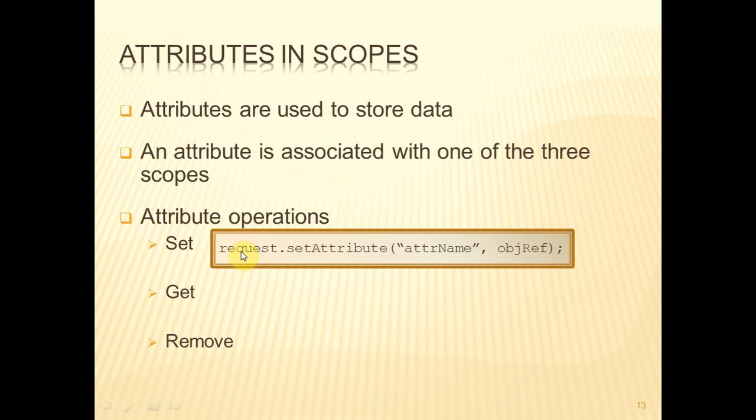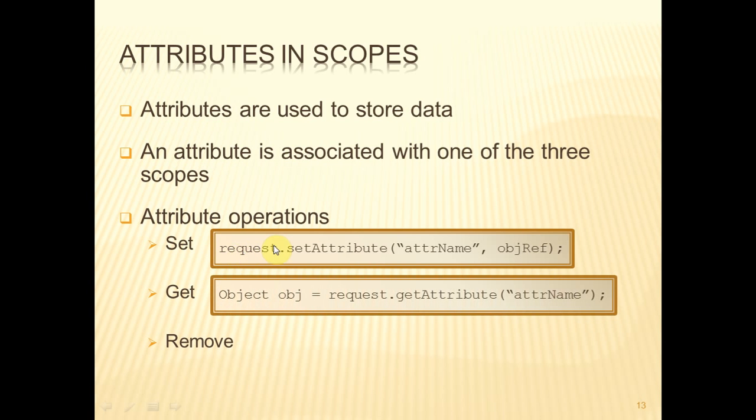Now, this is for the request. Of course, if we're going to do this for a session, then we have a slightly different reference here. If we now want to get this attribute that has been set, then we call request.getAttribute and pass in as the parameter a string with exactly the same name as was used for setting the attribute.